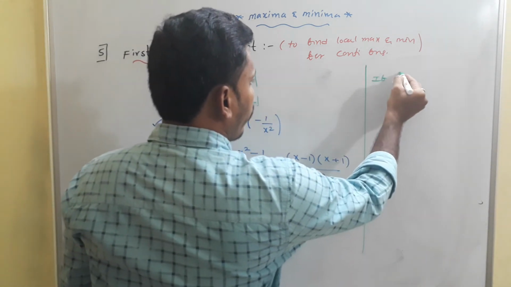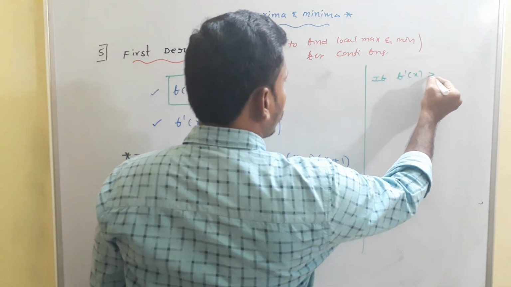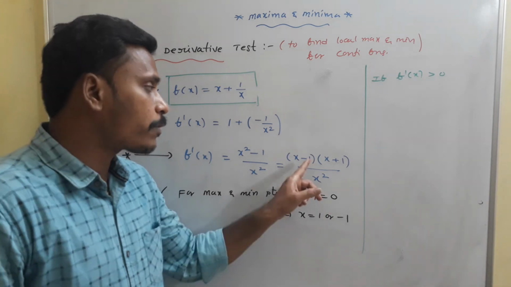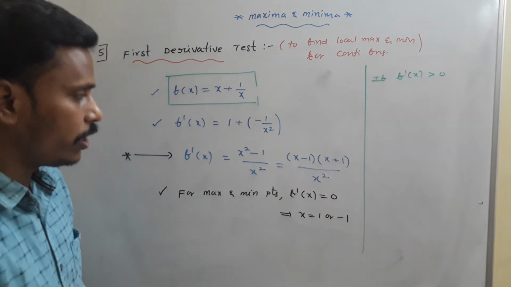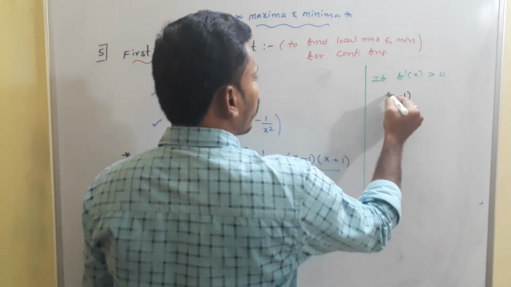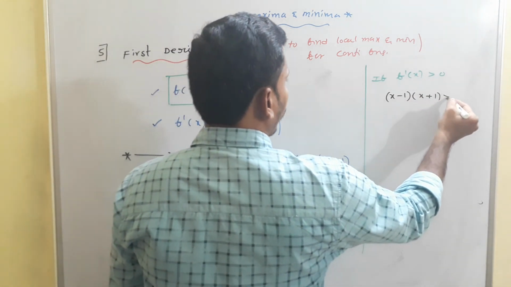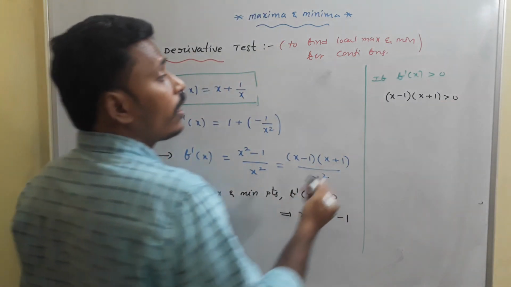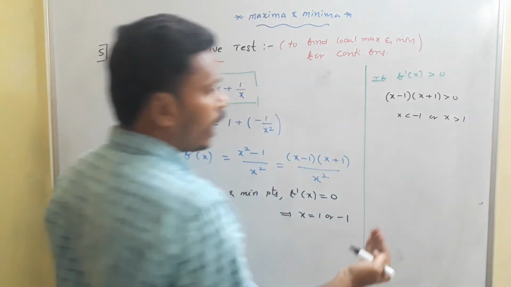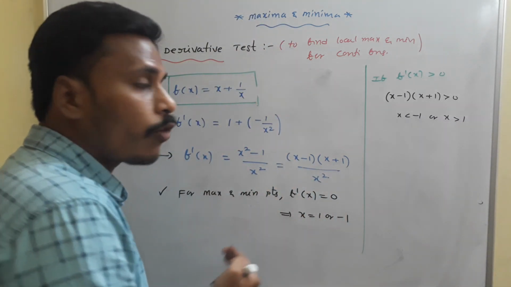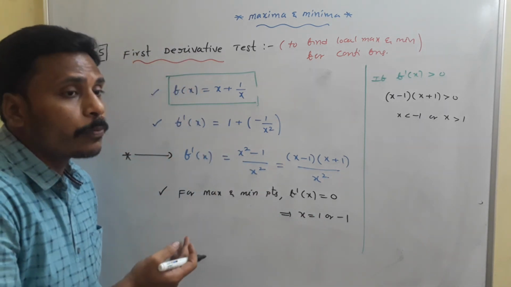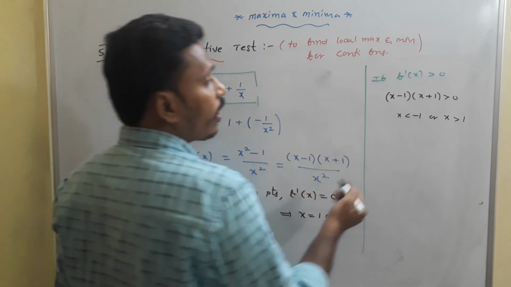If f dash of x greater than 0, what will happen? That means (x minus 1) into (x plus 1) by x square greater than 0. Since this x square is always positive, neglect it, pay attention on the numerator. So (x minus 1) into (x plus 1) greater than 0. That in turn represents that the values of x are less than minus 1 or greater than 1. Left side of the smaller and right side of the larger. So this derivative is positive, left side of minus 1 as well as right side of 1.